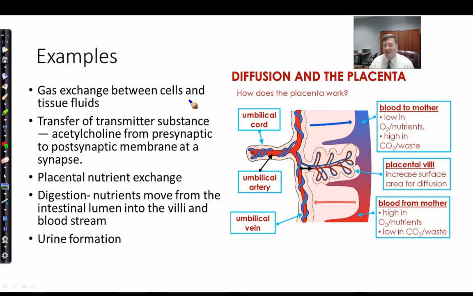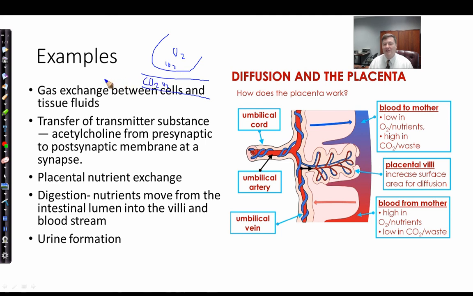Gas exchange between cells and tissue fluids. When we breathe in oxygen, and we'll do a real silly diagram here. Here's oxygen in part of your lung. Here's going to be a blood vessel coming by. It's going to have very little oxygen in here, and there's going to be very little CO2 in the lung, and a lot more CO2 in the blood.